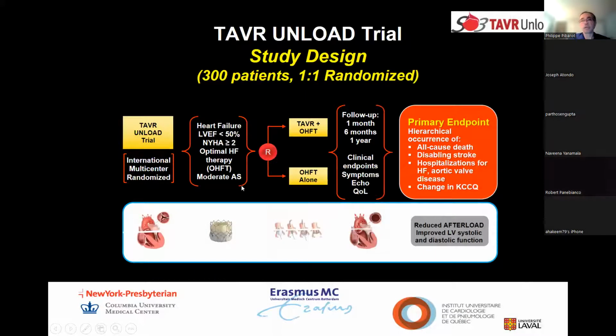So this led us to design this trial, which is, I think, a provocative trial. That's the TAVR UNLOAD trial. 300 patients with moderate AS, eventually confirmed by dobutamine stress echo, reduced systolic function, so LVEF less than 50%, optimized heart failure therapy, and they are randomized to TAVR now, although the AS is moderate, because we believe that the moderate AS is detrimental for this patient in systolic heart failure. So randomized to TAVR versus medical therapy. And so this trial is still ongoing, but it's going to be interesting to see what the results will be.